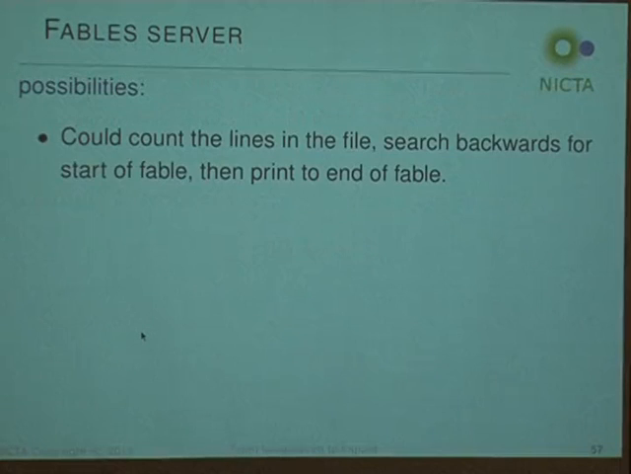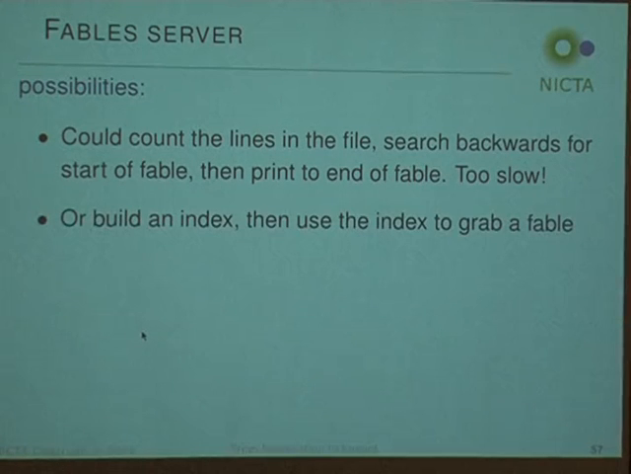Okay, we could count the lines in the file every time, then pick a random number, and then search backwards to the beginning of a fable, and then print it out forwards. If we did that every time, it's going to be incredibly slow. Yep. Well, you could use sed if you created an index. Yes. Create an index, and then grab a fable.